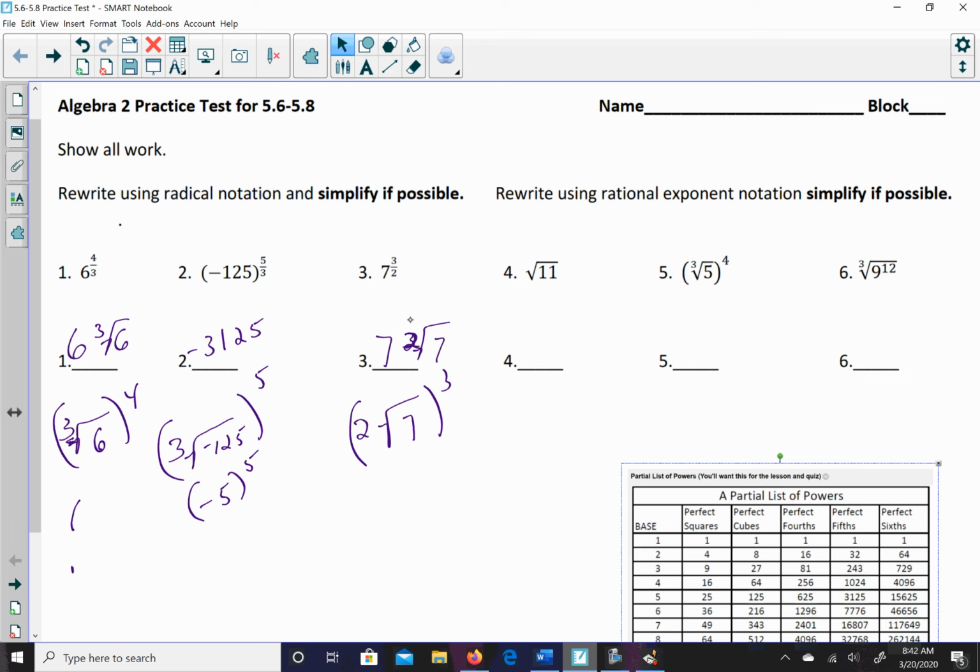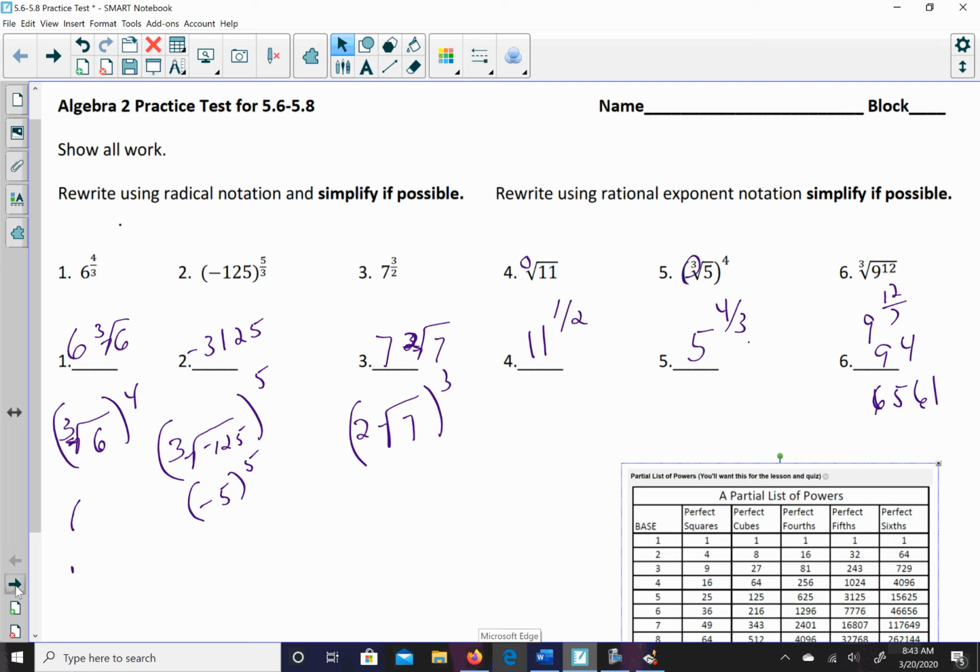Okay, this one, rewrite using rational exponent notation. This is understood to be a 2, so this will be 11 to the 1/2 power. And I cannot simplify that at all. The next one, I have 5 as my radicand, and it's raised to the 4/3 power. Remember, this index is the denominator. The last one I have is 9 raised to the 12/3 power, which will just be 9 to the 4th. And if you did that in a calculator, you end up getting 6,561.